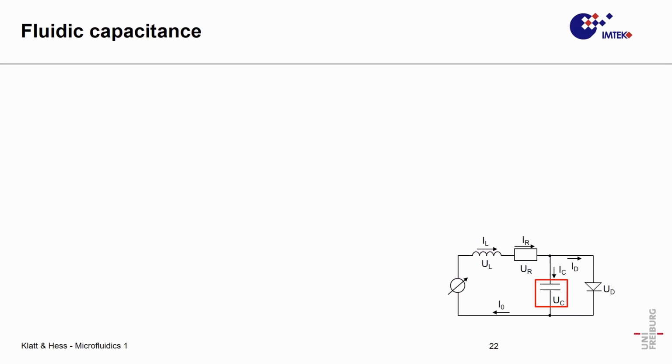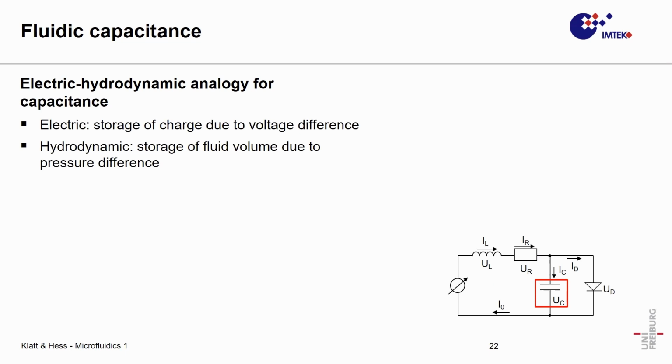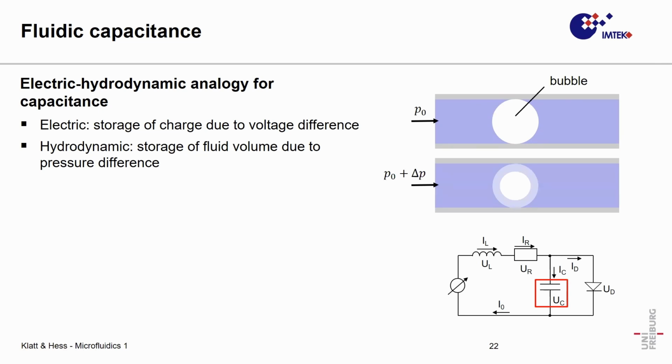And we start with fluidic capacitance. Just to remind you, in the electric world, capacitance is the storage of charge due to a voltage difference. And this would correspond in the hydrodynamic world to the storage of fluid volume due to pressure difference. And this is explained on the right-hand side. Imagine you have a channel, and in this channel you have a gas bubble. The blue part is liquid, the white one is a gas bubble. And if you now increase the pressure, the bubble volume will decrease, and you will be able to store more liquid inside this channel. And there are different phenomena that lead to fluidic capacities in systems.